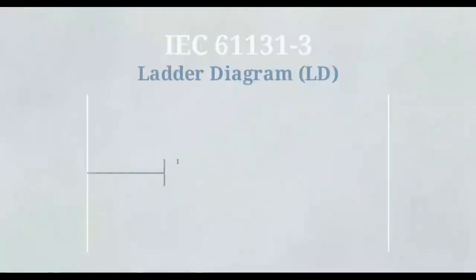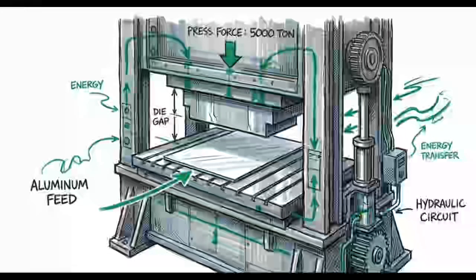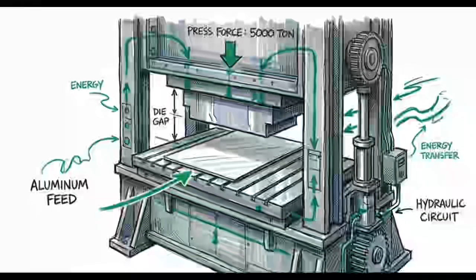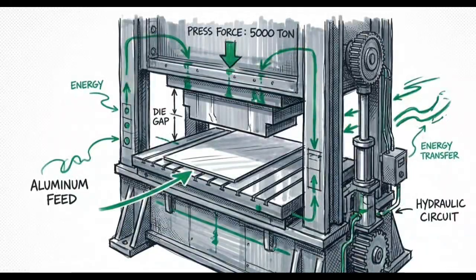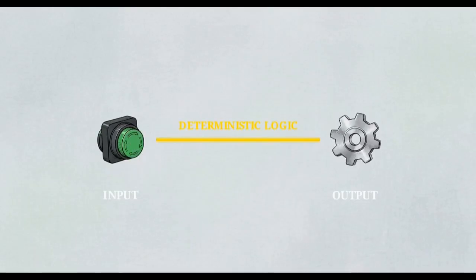The industry standard for these systems is defined by the IEC 61131-3 specification, relying heavily on languages like the ladder diagram. Ladder logic is incredibly effective at what it does. It is perfectly optimized for reliable, deterministic, real-time machine control. When a switch is flipped, the machine responds instantly.